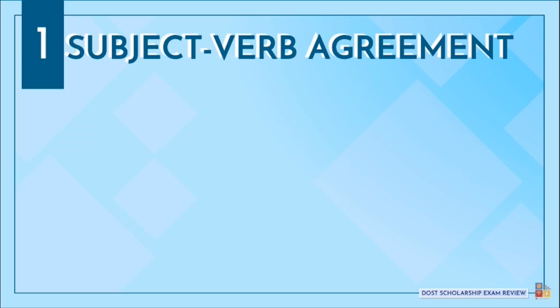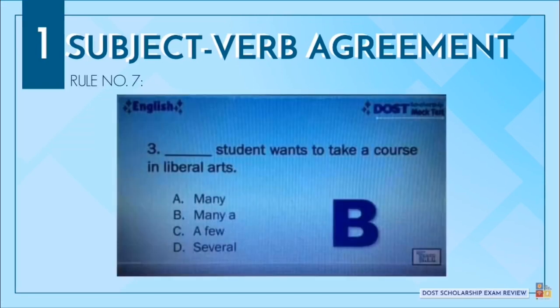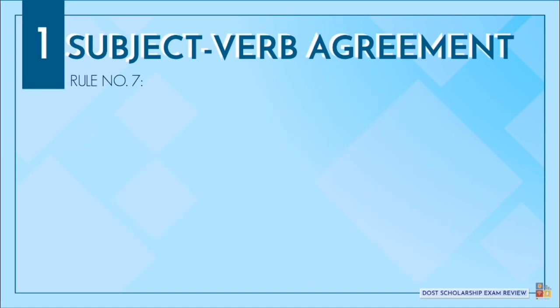Okay, for rule number 7, someone sent this photo to our group chat. So it reads, blank student wants to take a course in liberal arts. A, many, B, many a, C, a few, D, several. So the answer for this is letter B. And the caption reads, tama ba to? Bakit B sagot? May grammar rule ba na nag-a-apply dito? Well, to answer that question, yes. There is a grammar rule for many and many a.